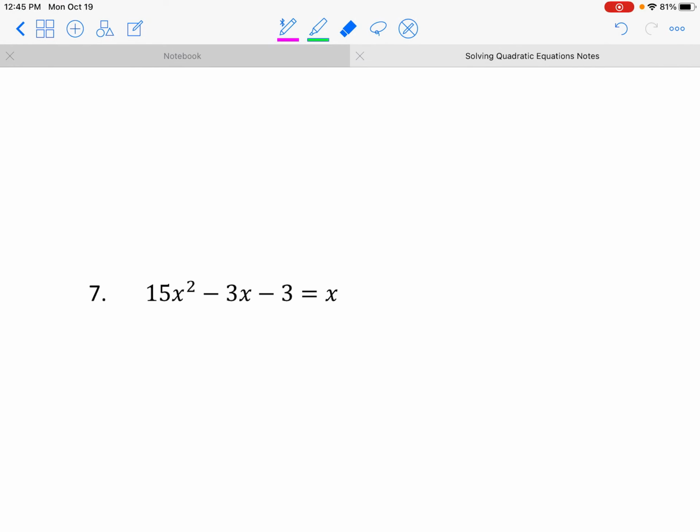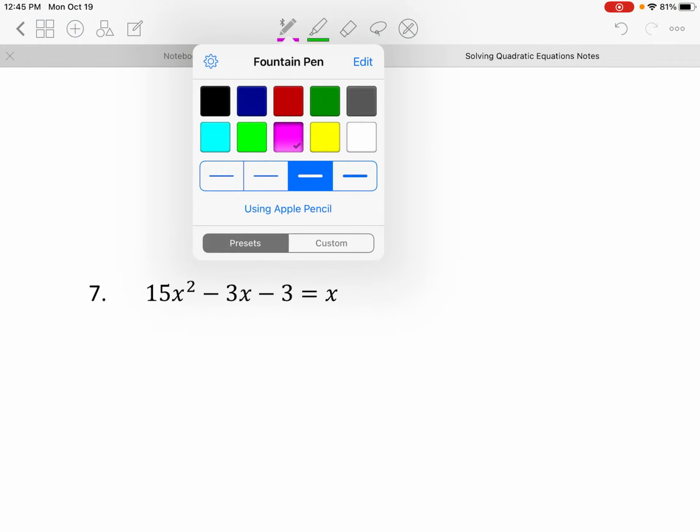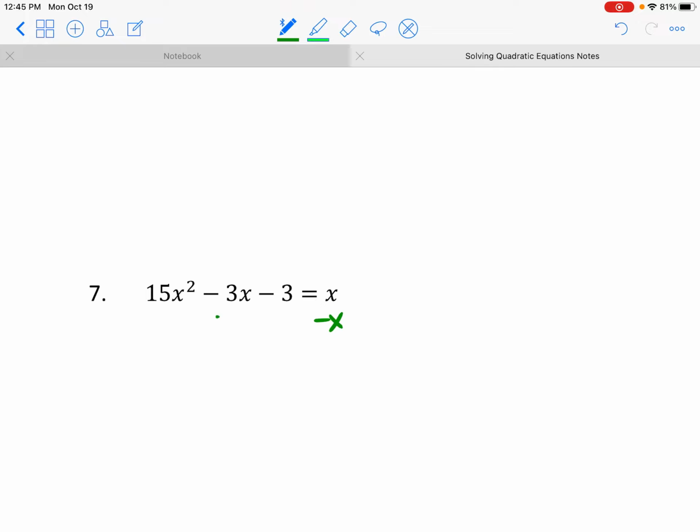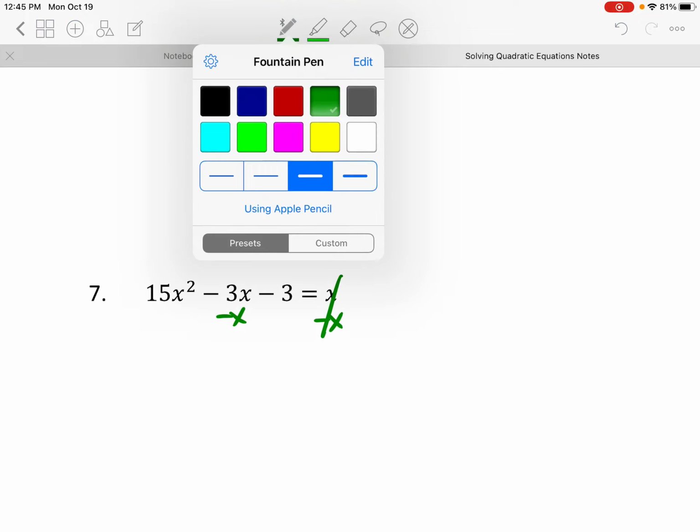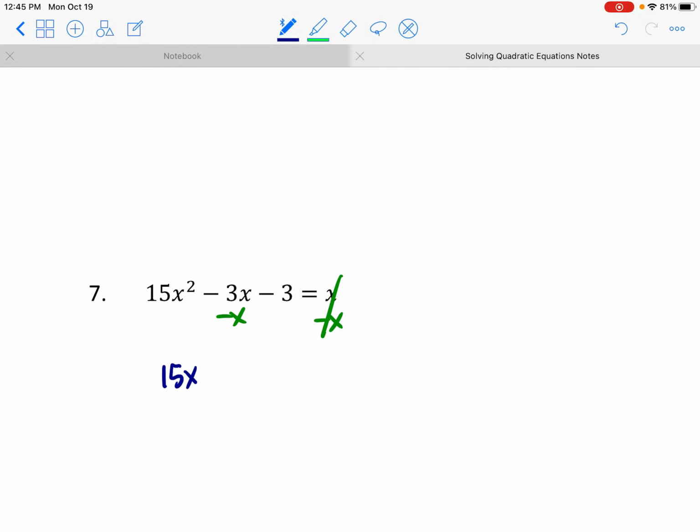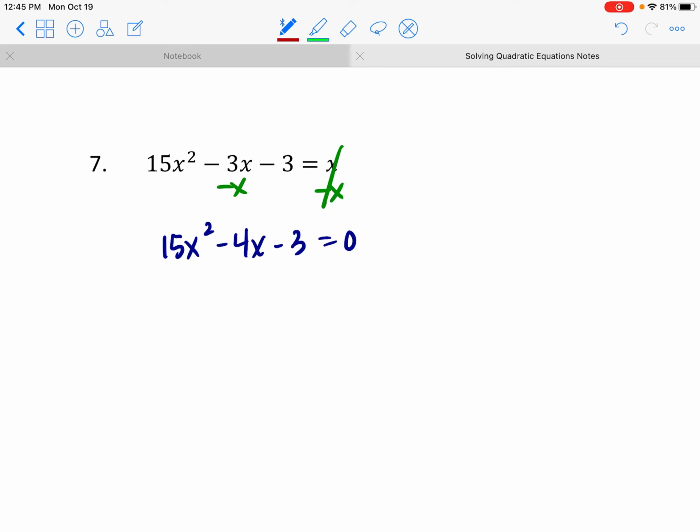Okay? How about here? Here, again, we don't have a 0, so we want to subtract this x, but this time I have a like term to combine it with. So we're going to make this 15x squared minus 4x minus 3 equal to 0. And then we are looking for factors of negative 45. 15 times negative 3 is negative 45. Factors that make negative 4, like negative 9 and positive 5.